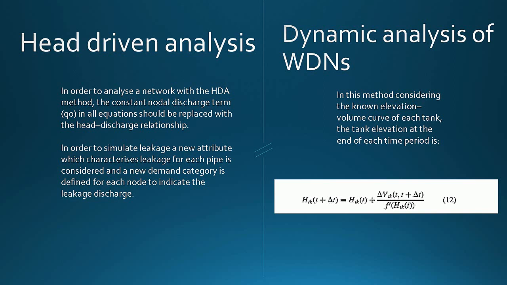Now, dynamic analysis of WDNs. In this method, considering the elevation-volume curve of each tank, the tank elevation at the end of each time period is calculated. We have an equation here, in which HTk is the water elevation of the tank, and Tk is the outflow volume of the tank in the period from t to t plus delta t.